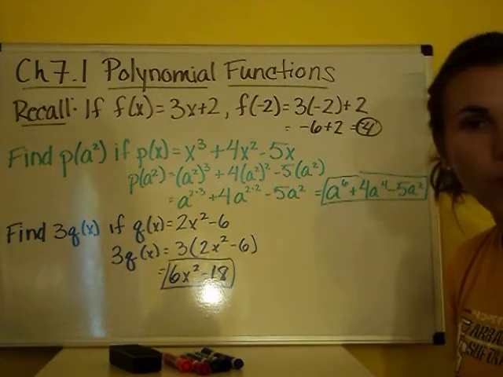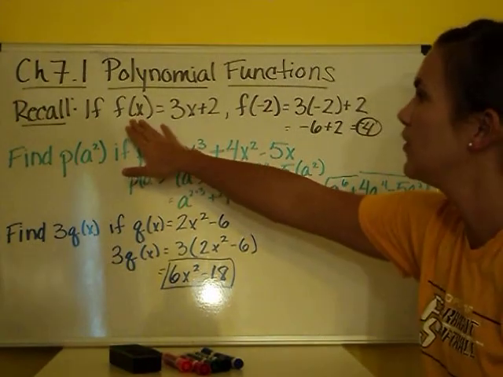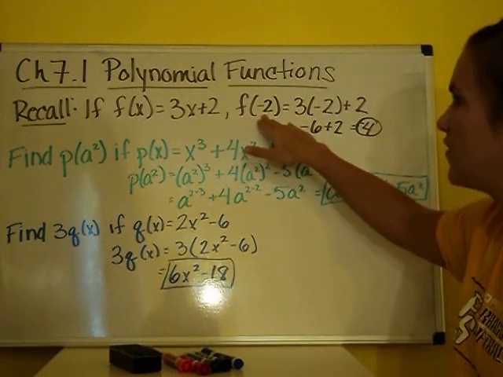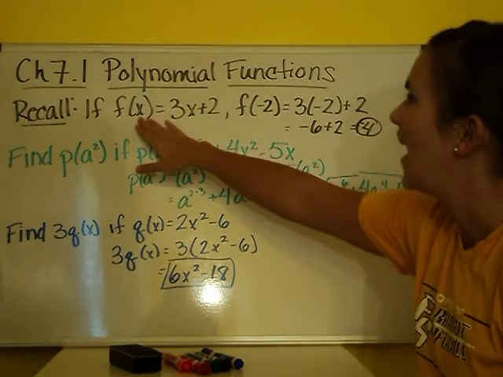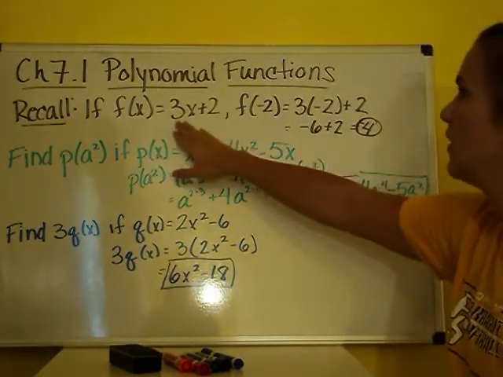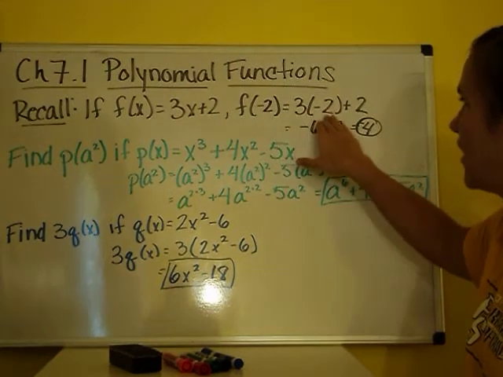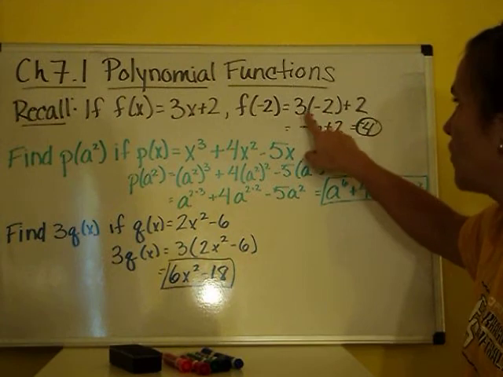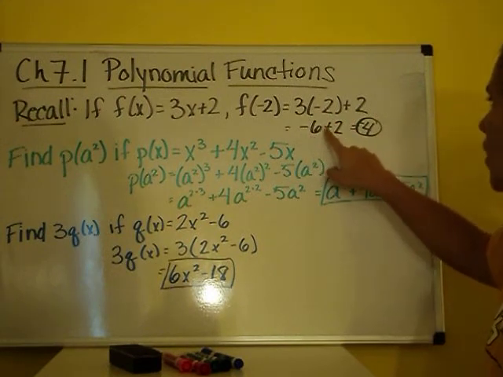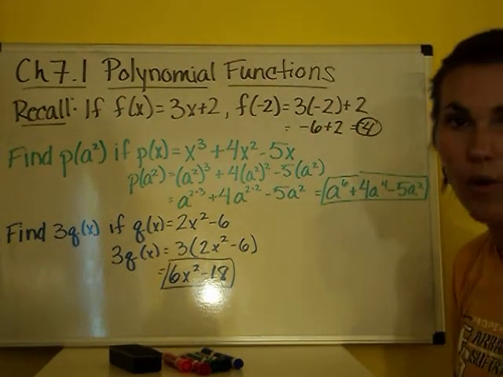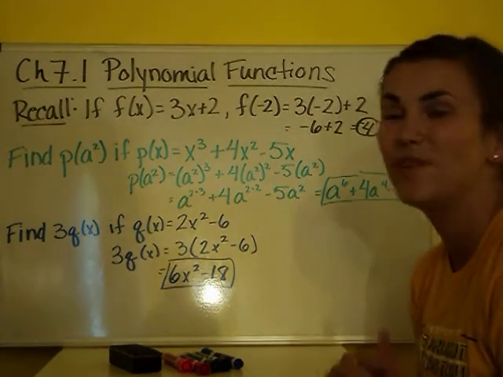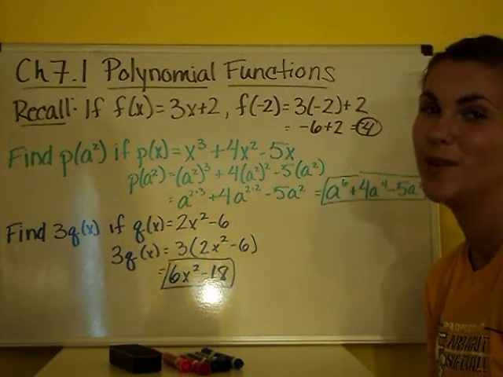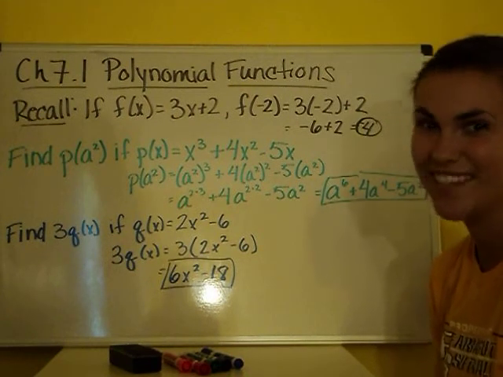So if you recall what we did yesterday, if we were given a function like f of x equals 3x plus 2, and we wanted to find f of negative 2, wherever the x was, we put a negative 2. So here we had 3x plus 2, so we put in the negative 2 for x. And then we just simplified the right side of the equation. So 3 times negative 2 is negative 6, plus 2 equals negative 4. Okay? We're going to be doing the same thing today, except instead of numbers, we are going to be doing it with letters and possibly numbers as well.